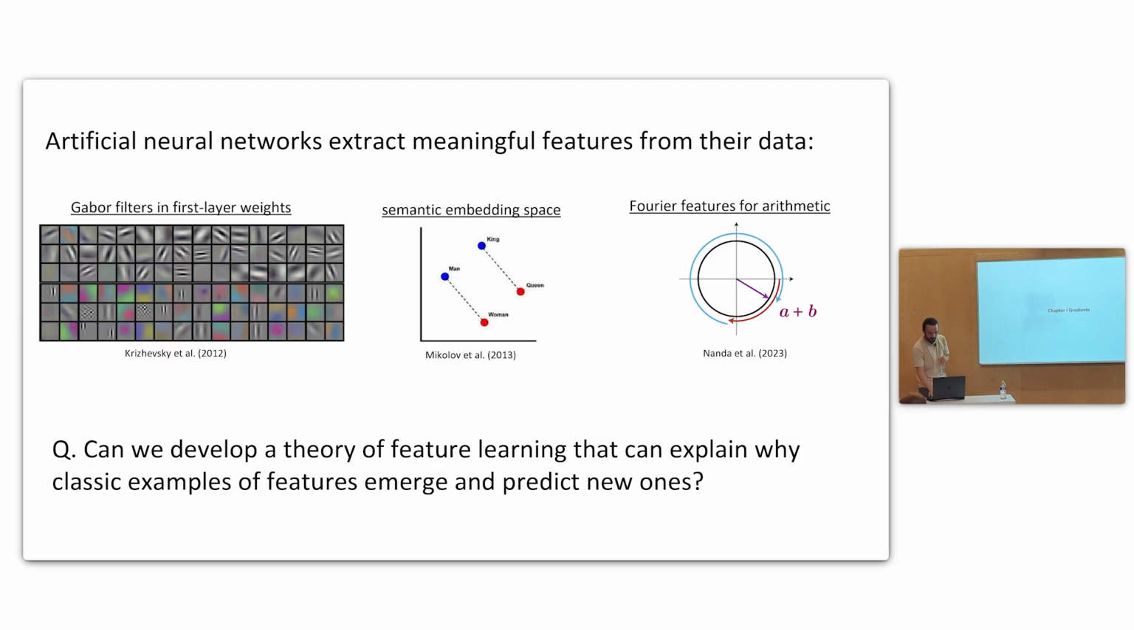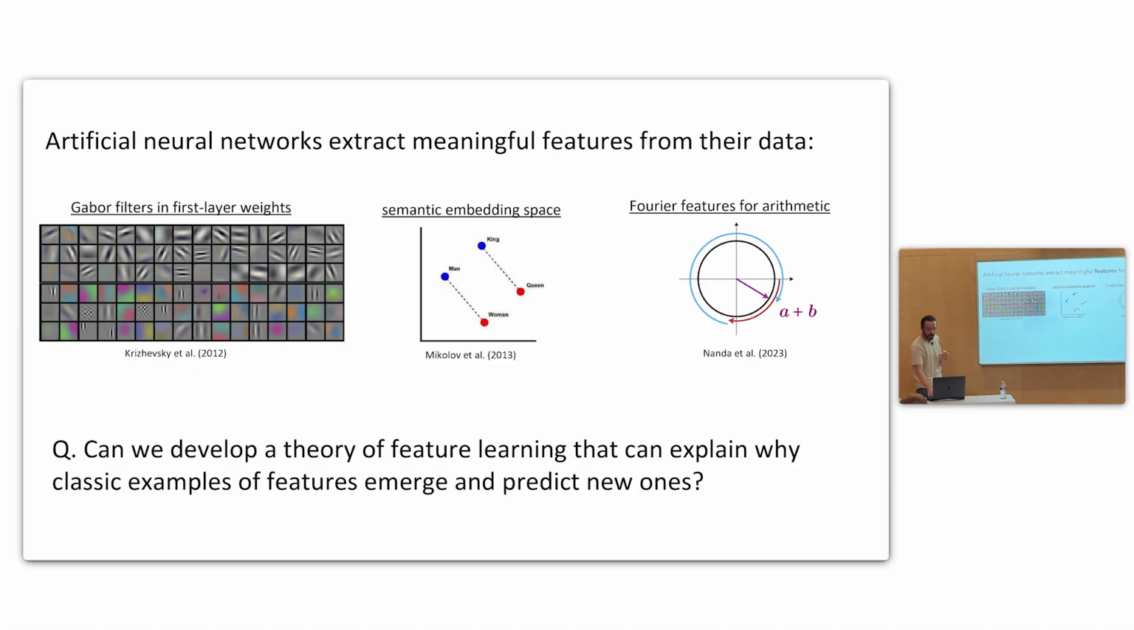So, we know that neural networks extract meaningful features from their data. This has been an ongoing theme that we've seen in all these talks. Noah, I like your slide yesterday about this much more than my slide, so I'm gonna at some point borrow that slide. But we see Gabor filters in the first layer weights. We see meaningful word embeddings, these grokking Fourier features. At this point, it's pretty clear that part of the reason why neural networks work so well is they are able to extract meaningful features.